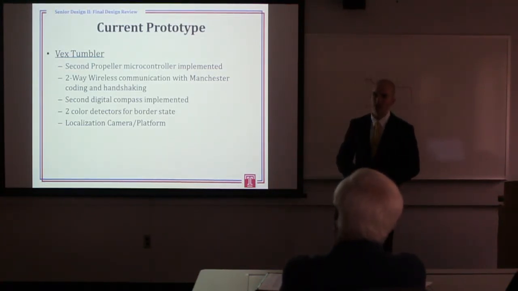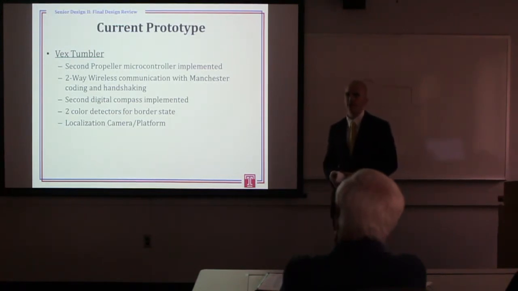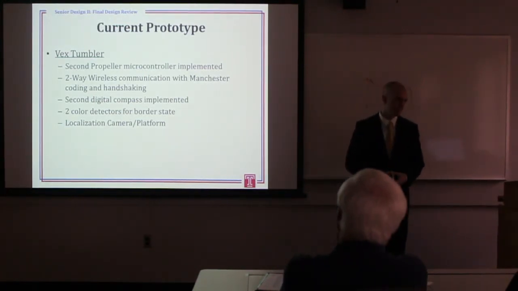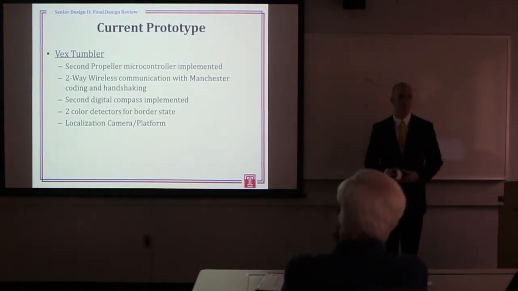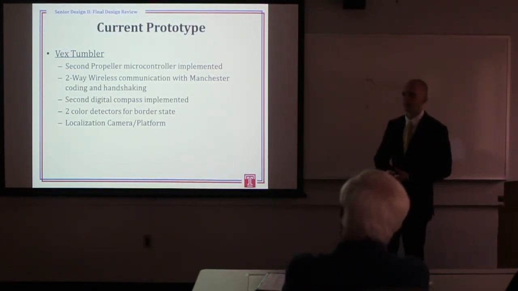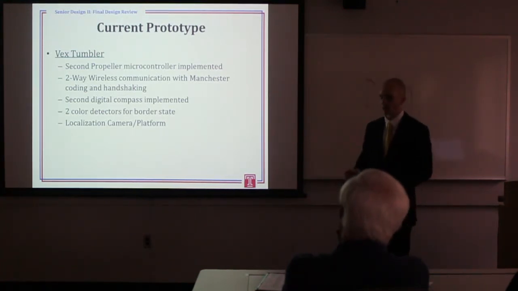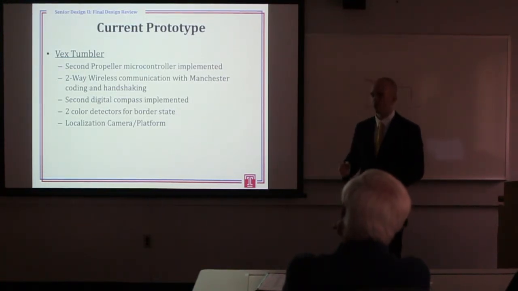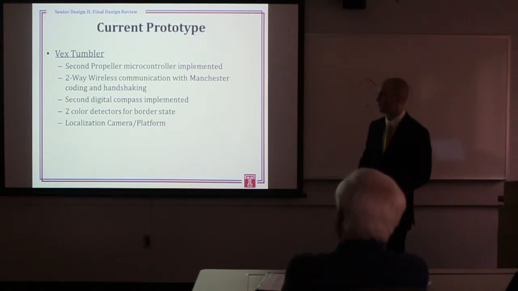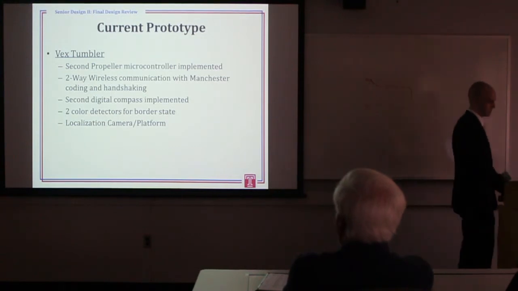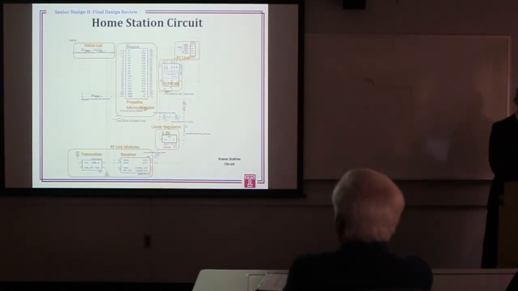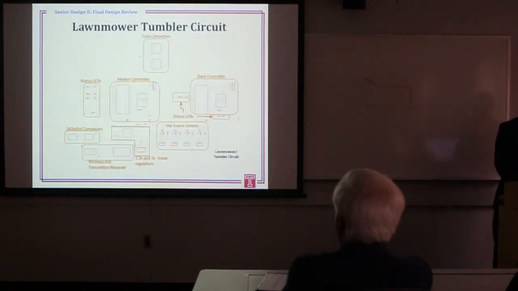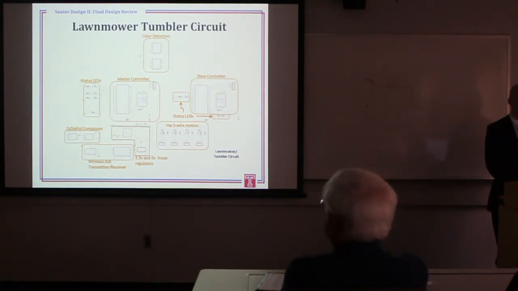We then also introduced a second digital compass to increase the performance. This would increase the performance by decreasing the time that it would take in order for it to give feedback and everything like that. The 2 color detectors for the border state have also been implemented so that it could follow the line. So these two color detectors sit on either side of the line so that if it moves off in any direction, it will just shift back so that it's within this designated space. These two are rather 2 circuits of our home circuit and lawnmower tumbler circuit. If you have any questions on the actual circuitry, we can get back to that in the question section.